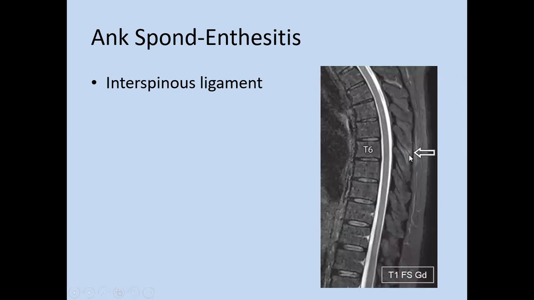Again, the enthesitis is not always in the anterior longitudinal ligament or posterior longitudinal ligament. It can also be seen in the interspinous or the supraspinous ligament. So as an example, in this patient at T6 vertebral level, we see edema in the interspinous ligament in keeping with enthesitis and again, active disease.